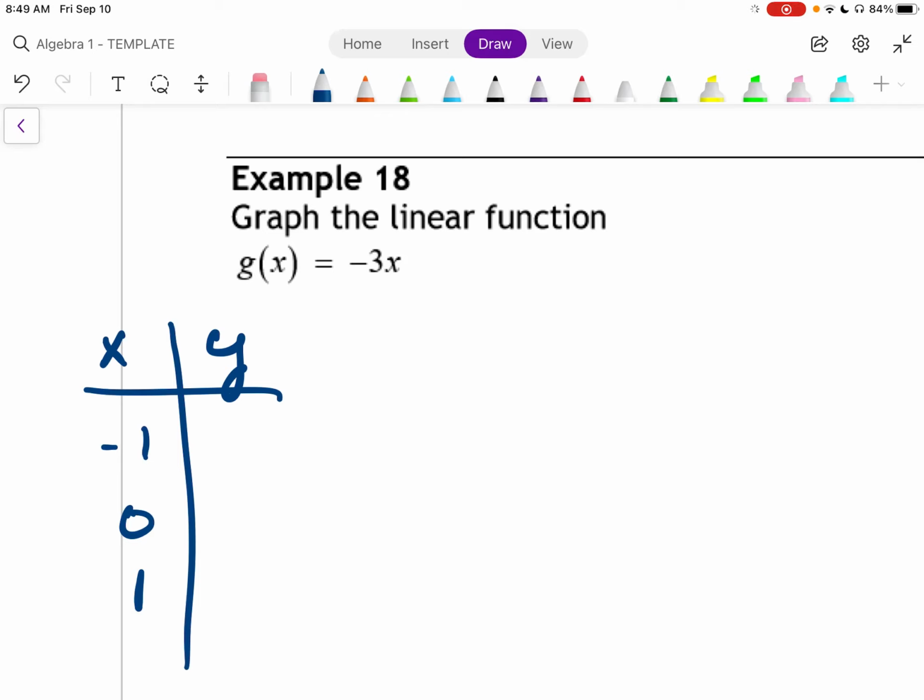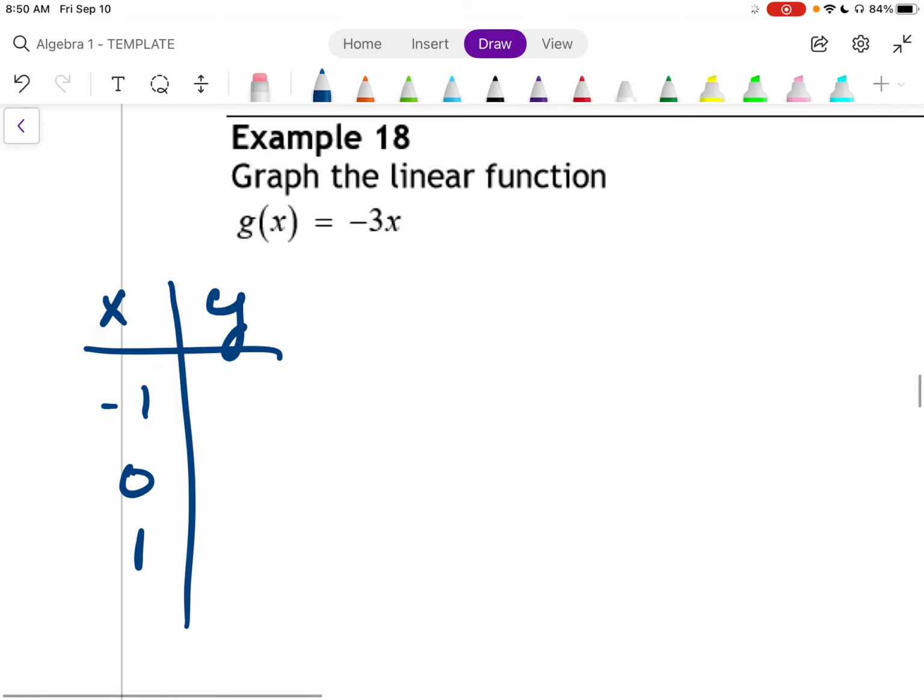I try to pick points that are very easy, right? So 0 is almost always on my list of very easy problems. Negative 1 and 1 I also think are very easy to plug in. Sometimes I go to negative 2 and positive 2. It doesn't matter. I just want 3 points.